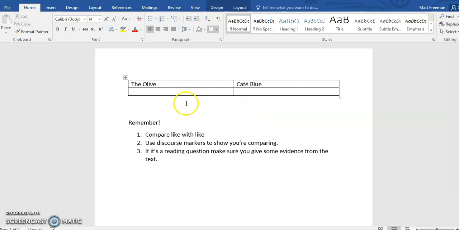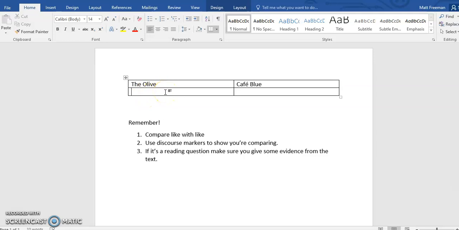So first off, two things to remember, and if you take nothing away from this video, when it comes to writing, you need to be comparing like with like, and I'll show you what I mean by that in a second. And you need to be using discourse markers, so those are the words like however, although, or similarly, to show that you're comparing. And if it's a reading question, you also need to be taking evidence from those texts you're given.